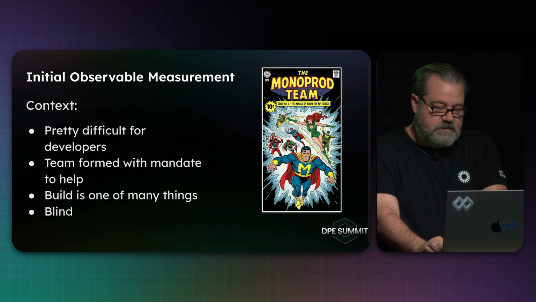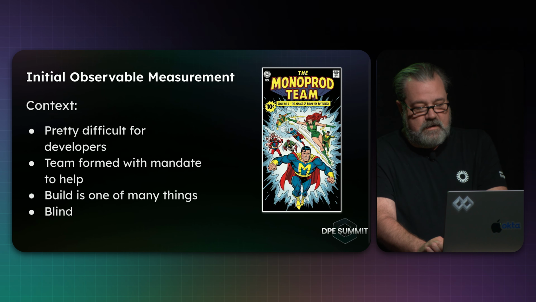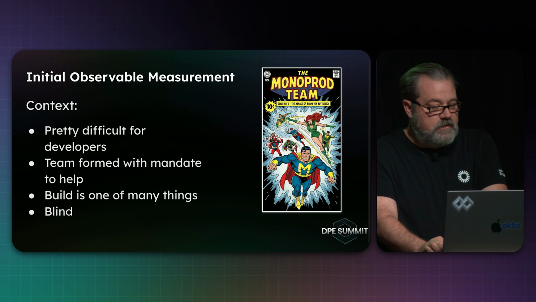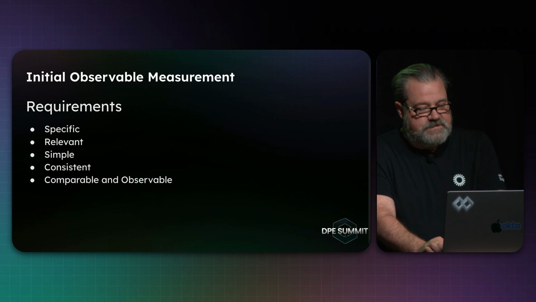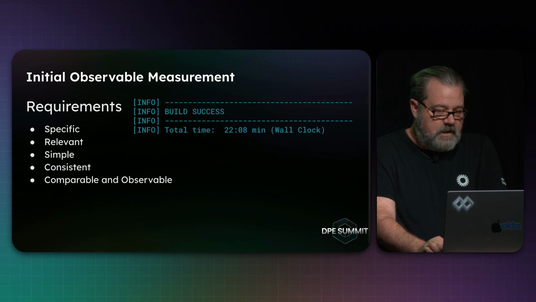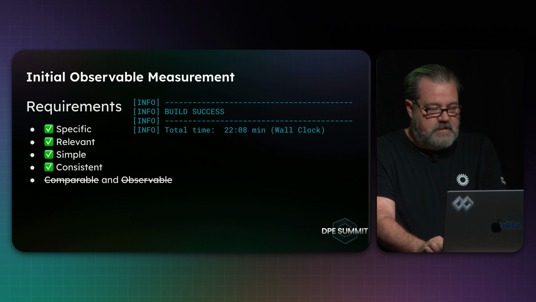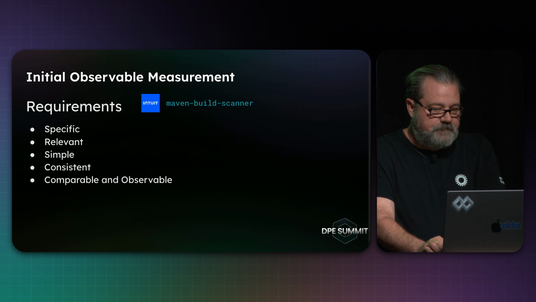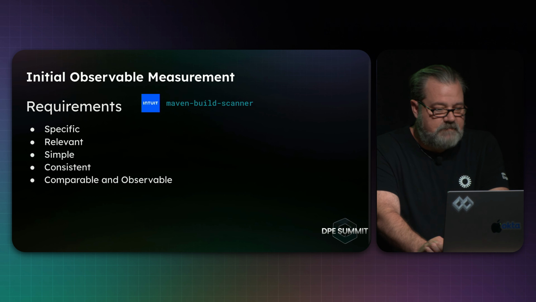And we were blind. We had word of mouth for build times, but no way to know the baseline we were starting with, and no way to know if any changes we made would move the needle. So recall what goes into a good measurement. It should be specific, relevant, simple, consistent, and comparable. At the end of a build, we always get a pretty coarse measurement. It's actually pretty good at most of these, but the measurements are not recorded anywhere, so they're neither comparable nor observable. We tried Intuit's Maven Build Scanner.